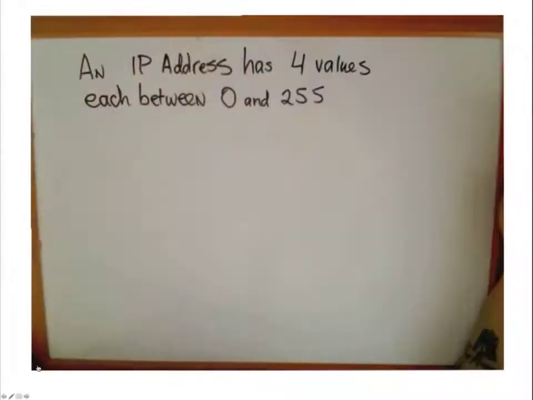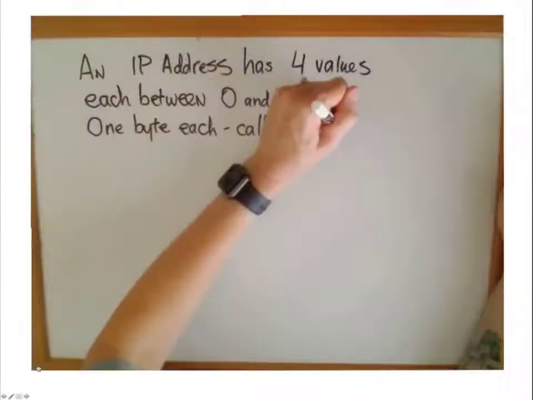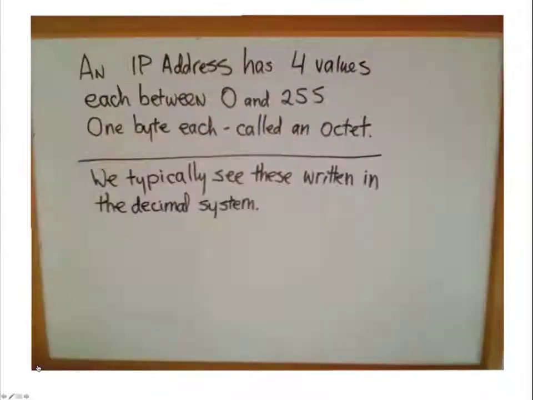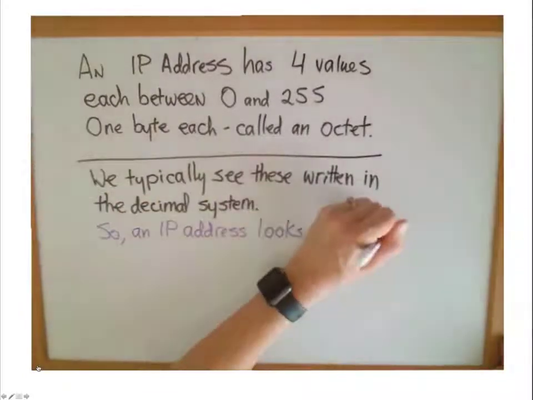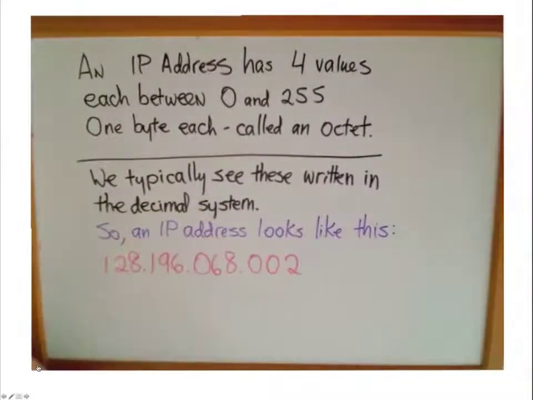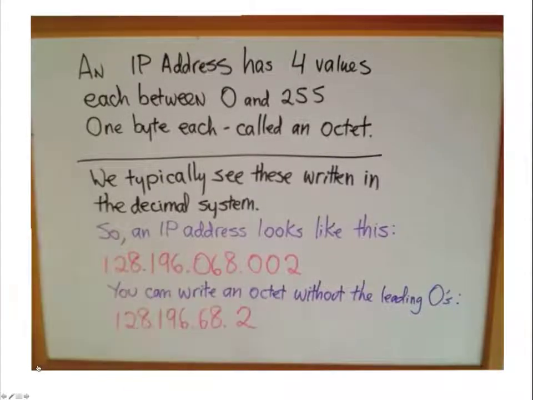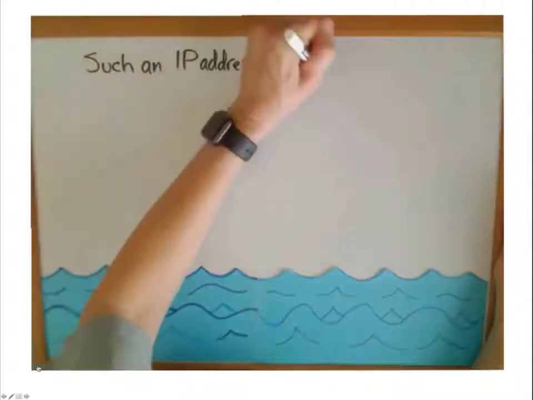An IP address has 4 values, each between 0 and 255. 1 byte each, called an octet. We typically see this written in the decimal system, so an IP address looks like this: 128.196.068.002. You can write the octet without the leading zeros, so 128.196.68.2, just for convenience.